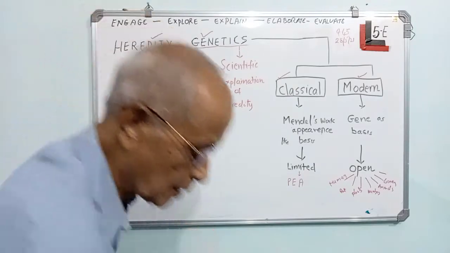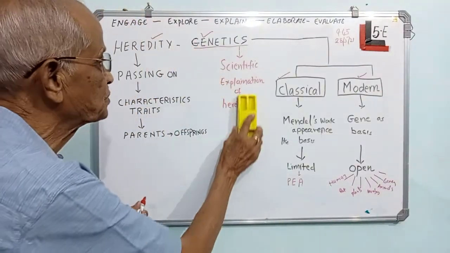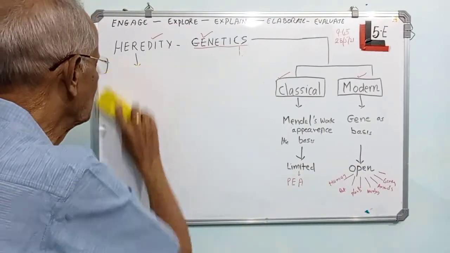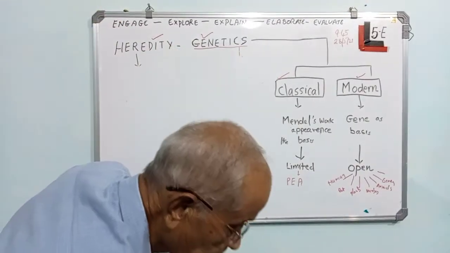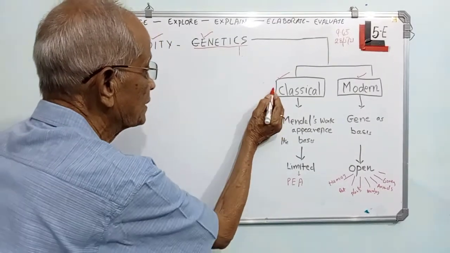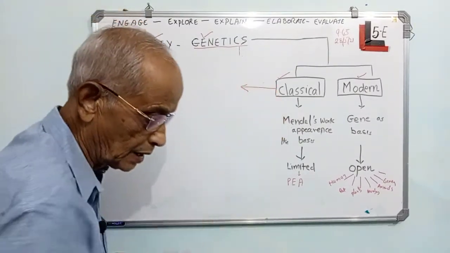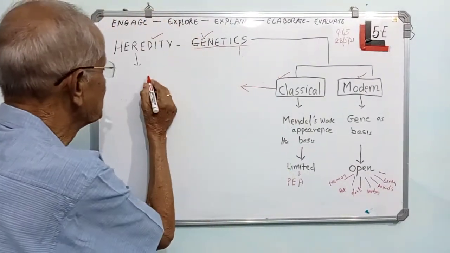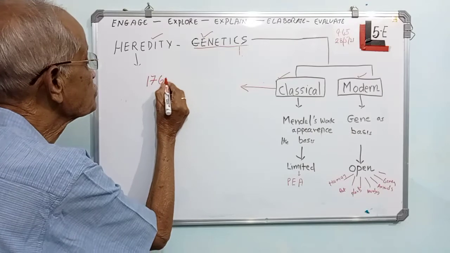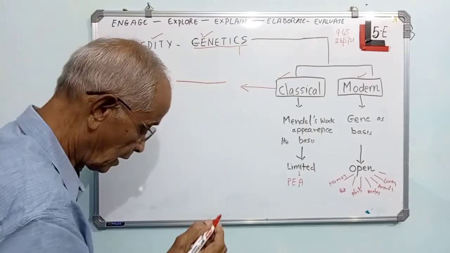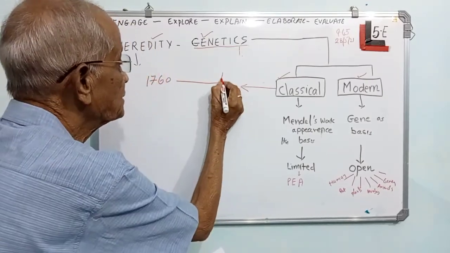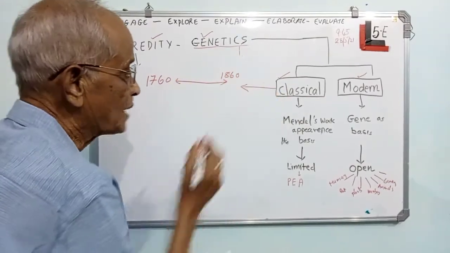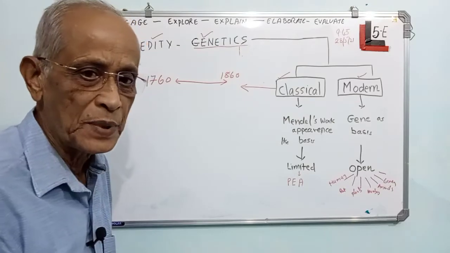Now we can think there are two types of genetics, and one is what we call classical genetics. Classical genetics started almost in 1760 and on the timeline continued up to 1860. This is the timeline when classical genetics was operating.